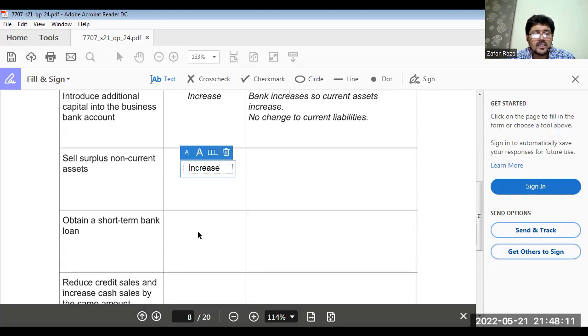Okay. Obtain a short-term bank loan. Does working capital increase? I think no. Working capital has no effect because both assets and liabilities are going to increase. So no effect on total working capital.